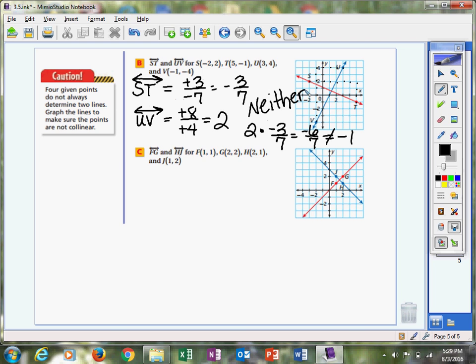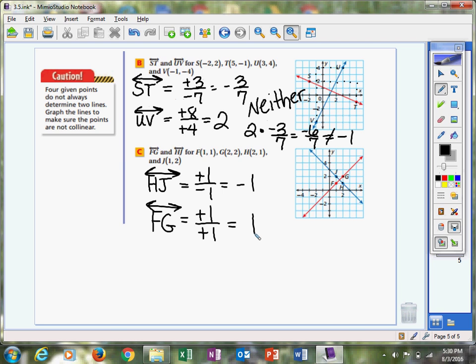Let's take a look at letter C. We'll start with the blue line. Okay, so it looks like we've got HJ. That's the blue line in the video. So I'm going to go up 1, left 1. Up 1, left 1. So my slope is actually negative 1. Okay, and let's do the red line, excuse me, FG. I'm going to go up 1, right 1. Up 1, right 1. That gives me a slope of 1.